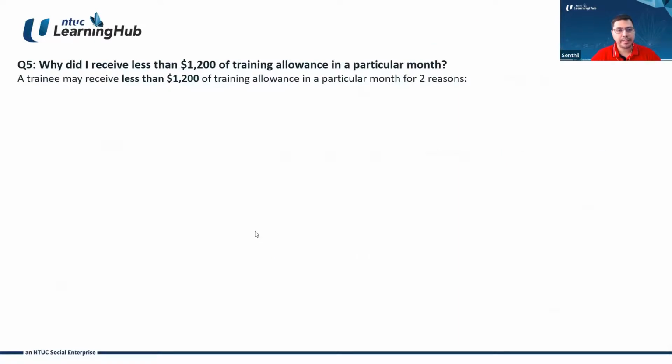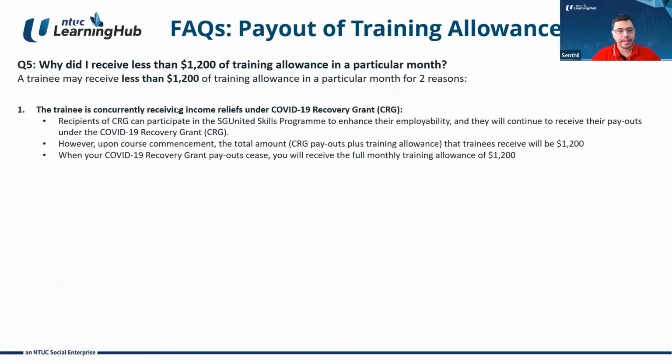The next question: why did I receive less than $1,200 of training allowance in a particular month? It is possible for some participants to receive less than $1,200, and if that happens, it could be due to two reasons. The first possible reason is that the trainee is concurrently receiving income relief under the COVID-19 Recovery Grant scheme. Recipients of CRG can participate in the SGUnited Skills program, and they will continue to receive their payouts under the COVID-19 Recovery Grant. However, upon the course commencement, the total amount that the trainee receives is still $1,200.